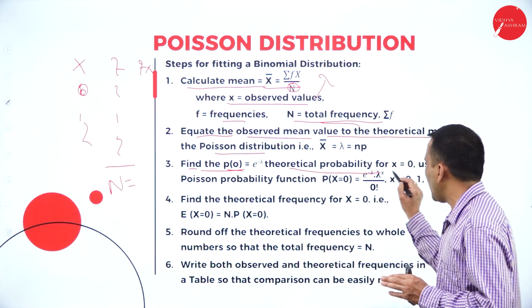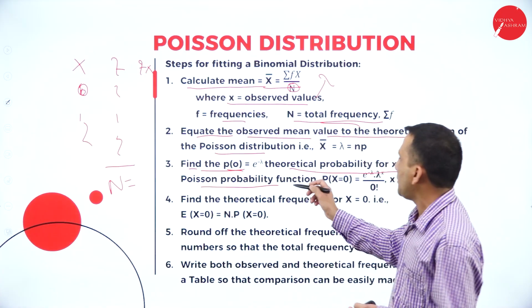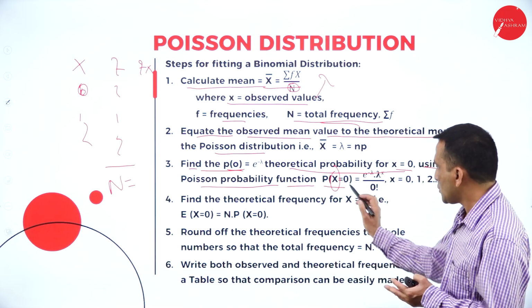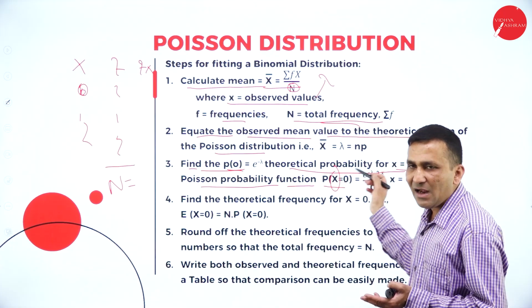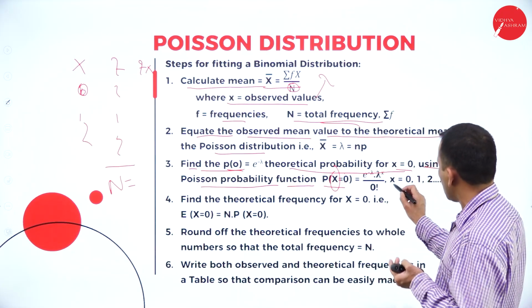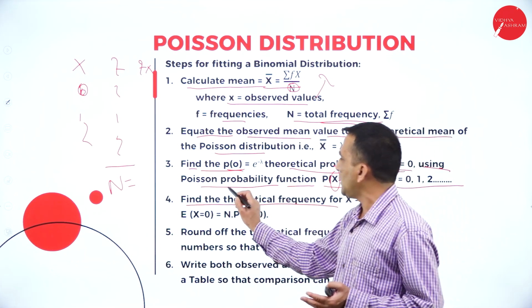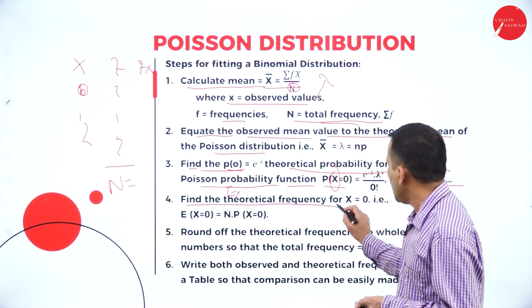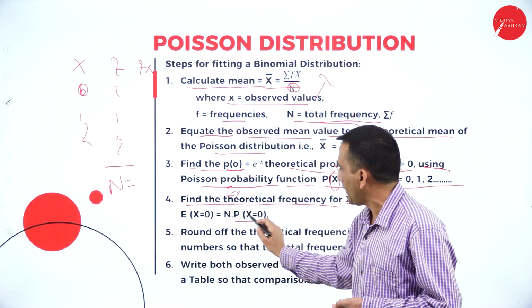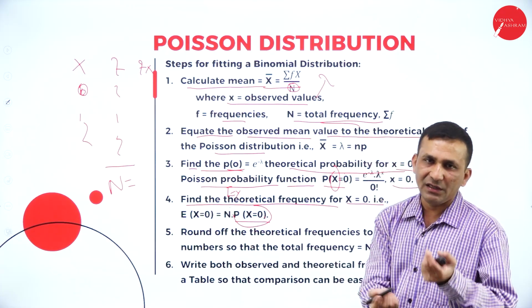For the theoretical frequency at x equal to 0, we need to select the Poisson variate. Using the Poisson probability mass function for a discrete random variable, p of x equals e to the power of minus lambda, lambda to the power of x, divided by x factorial. In this case, for 0 we write it directly. Next, find the theoretical frequency, which is nothing but your expected frequency, both are the same. For each and every x value, find p of x, and then multiply by the capital N given in the question.